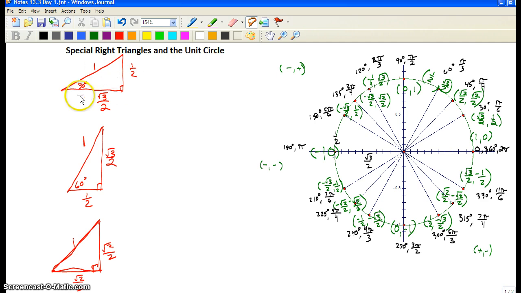I want you to find the sine, cosine, and tangent of pi over 6, based off of this triangle. We know at pi over 6, that triangle fit right in here. That is also this triangle, because that's a pi over 6 angle. Hopefully that makes sense to you guys.